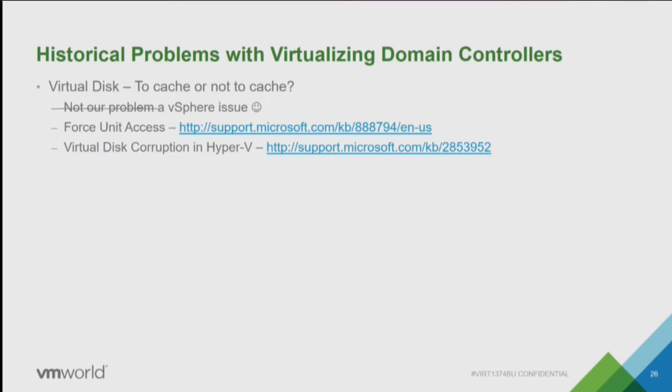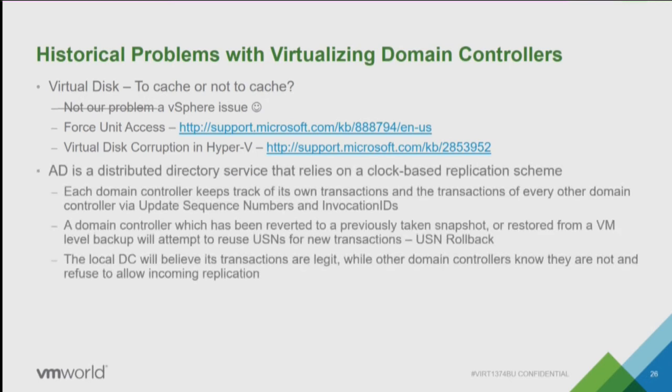Okay, so a couple historical problems. I'm not going to go through the first ones because they're relatively old and they're solved, but I have links on here. The biggest one is what Deji talked about in the first few slides, and that is how domain controllers keep track of transactions and how they know who's right and who's authoritative. And as you heard him say, it tracks transactions with every other member using unique sequence numbers, or USNs, and then invocation IDs. You can see that right here.